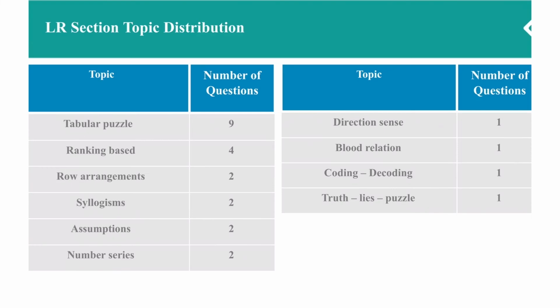Okay, so let's go first for the topic distribution. As you can see in your paper, there are 9 questions which are directly tabular puzzles, which means you will have to make a table and solve it.